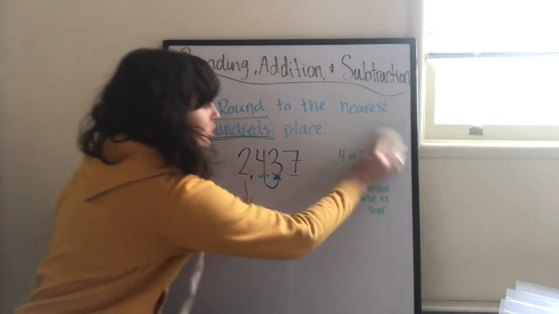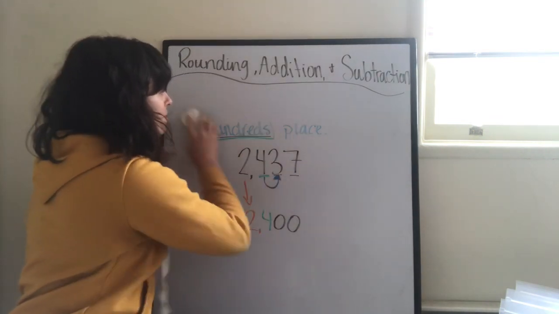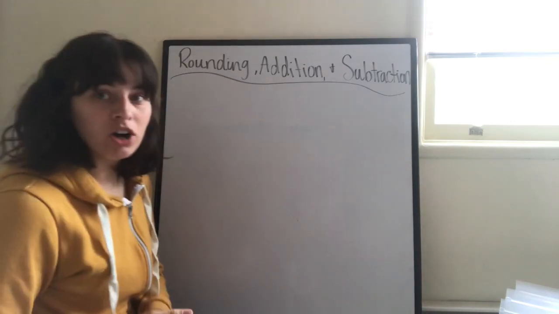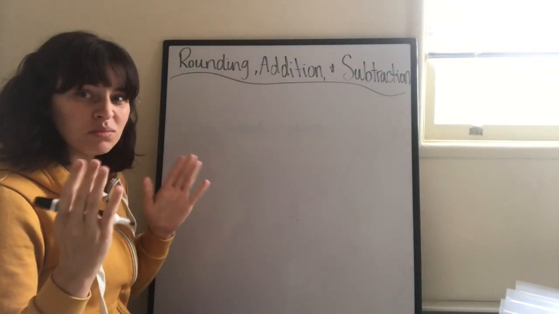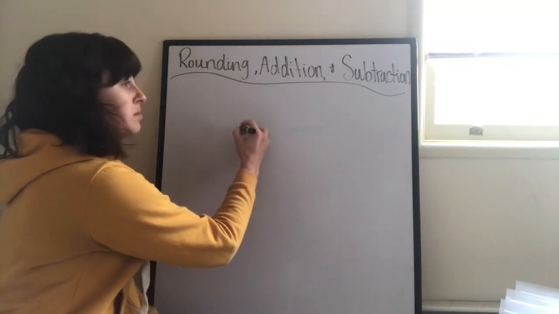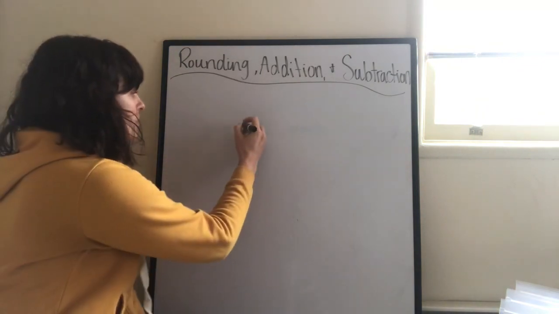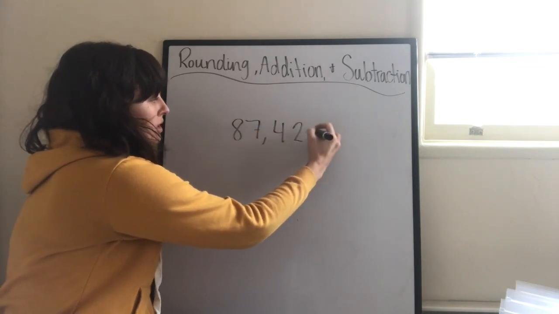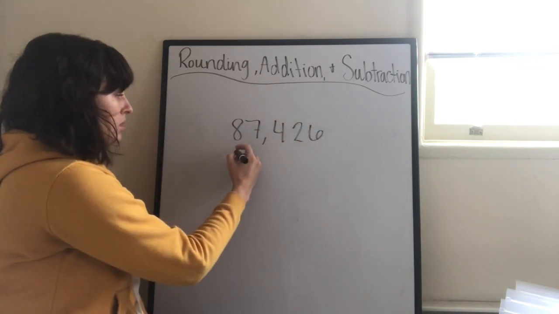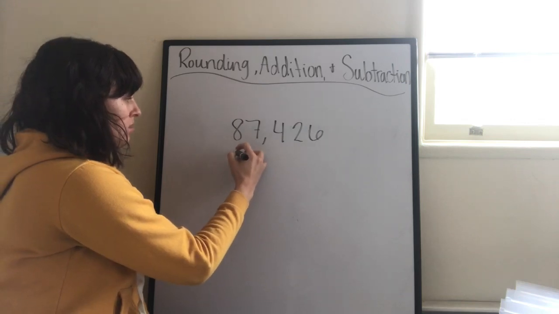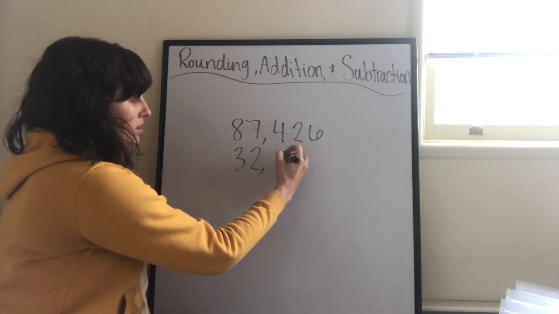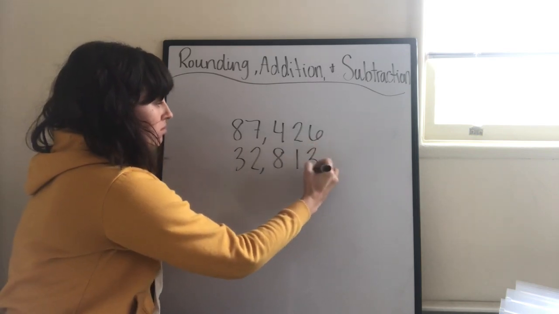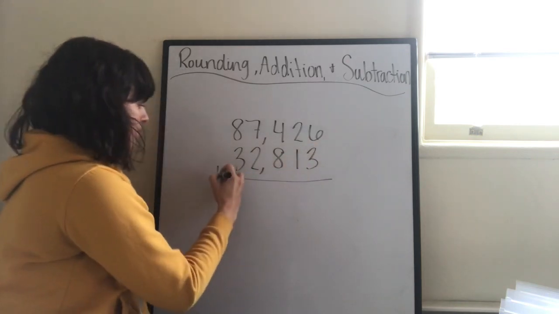Next, let's do an addition problem. And you might get very large addition problems, or you might get some smaller addition problems. Let's do a big one just for practice. Let's do 87,426 plus 32,813.